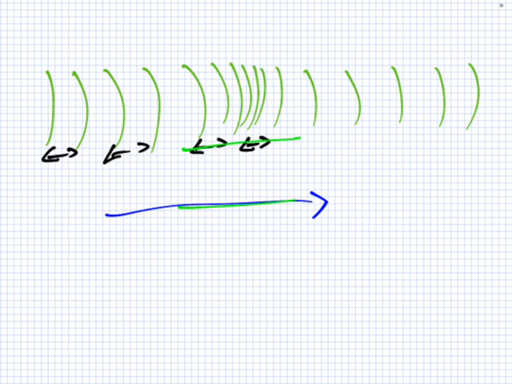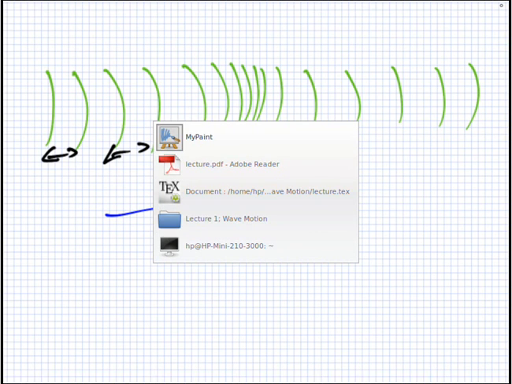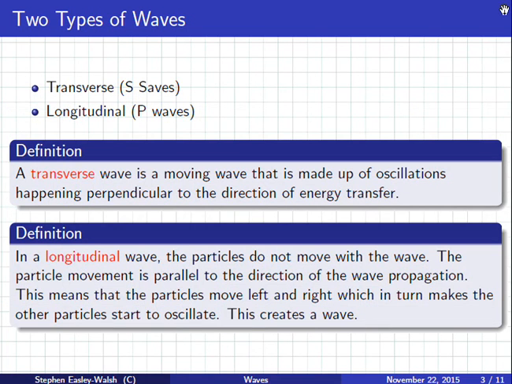Right. So we'll look at different types of waves and then an equation. So there are two types of waves. The first type is called transverse, also called an S wave, and the second type is called longitudinal, also called a P wave. Why? Because you'll see in a moment, its shape is like an S.